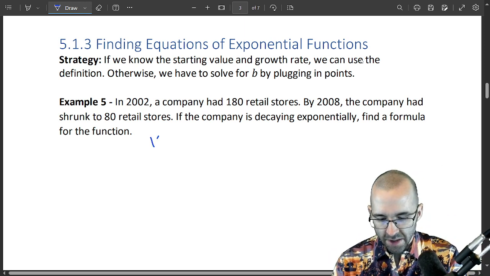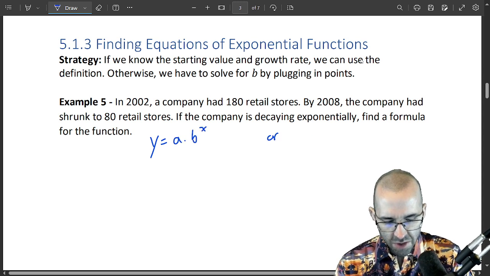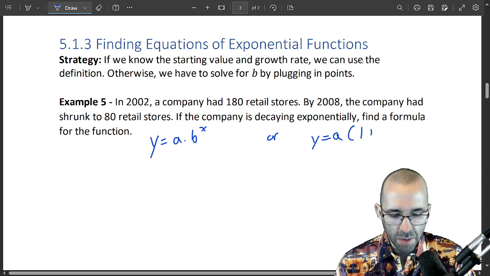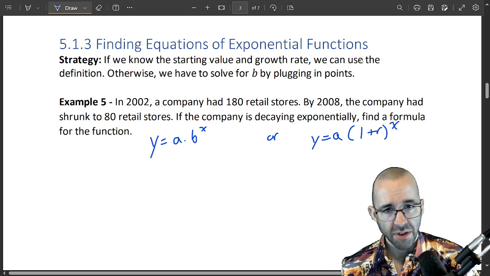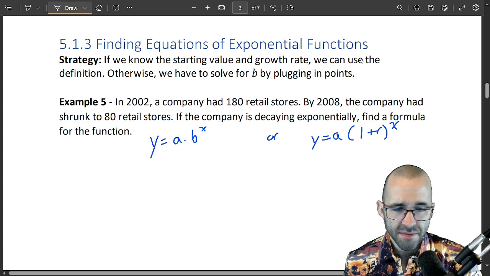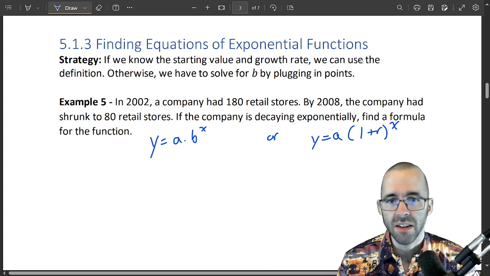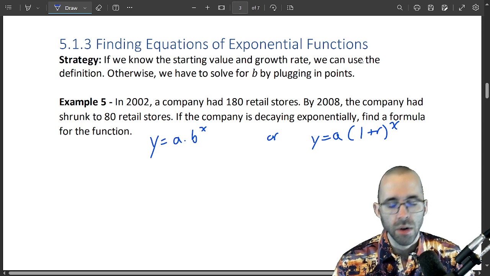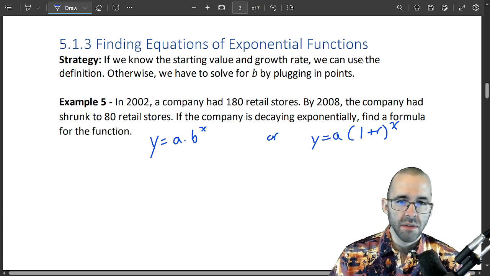All right, so we're going to use y equals a times b to the x, or you could use y equals a times (1 plus r) to the x, your choice. I think for these ones, the first one will be easier. And usually one of these will be easier, but they'll both always work. So a is the starting value.